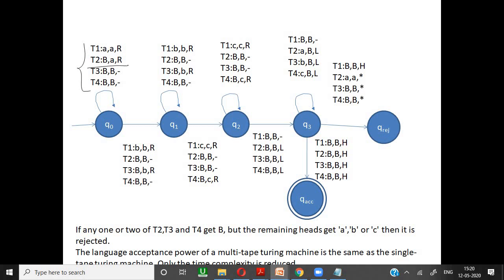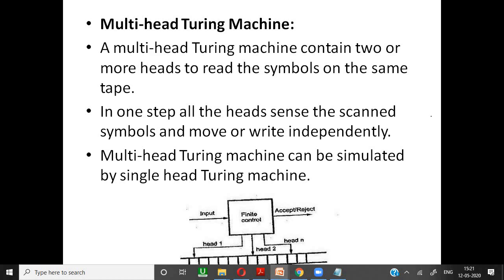Whatever the A operations are, we will use the second one. Whatever the B operations are, we will use the third one. Whatever the C operations we have, we will use the fourth one. Then it just moves right, and everything is made blank. If the given string is accepted, then we go to the acceptance state. If not, we go to the rejection state. So this is about the multi-tape Turing machine.